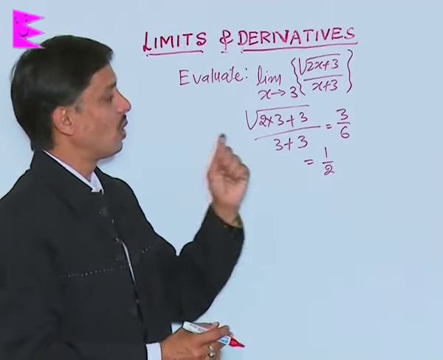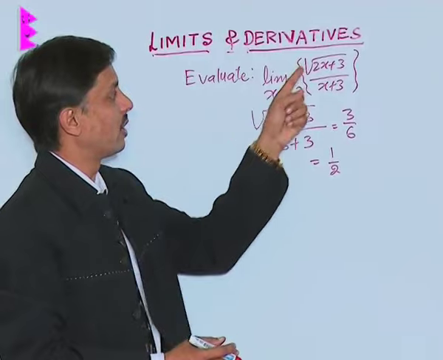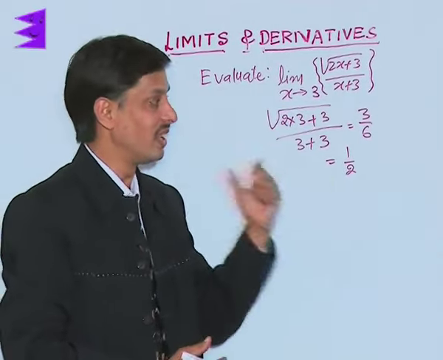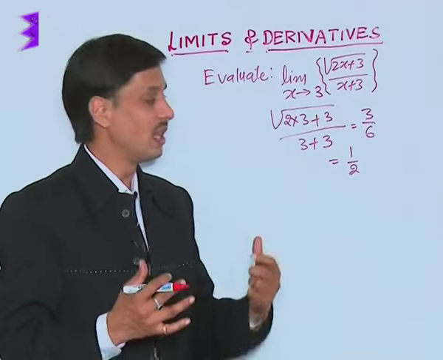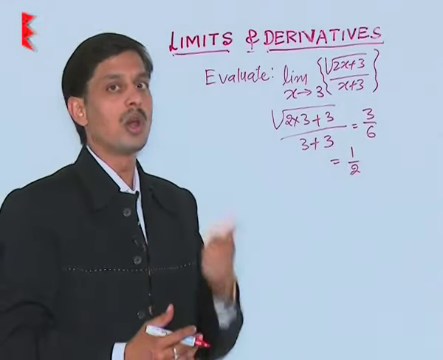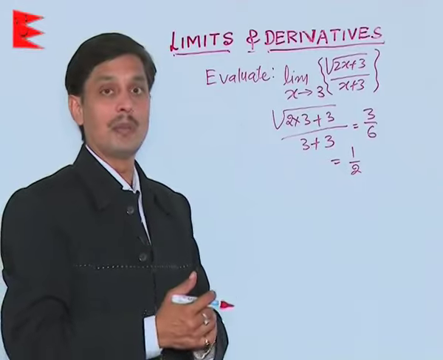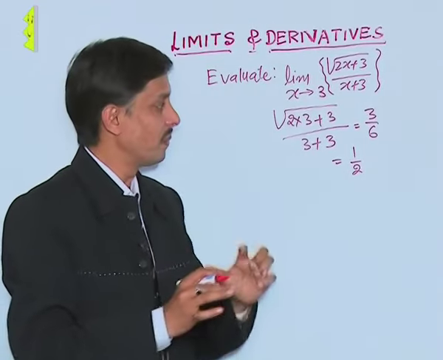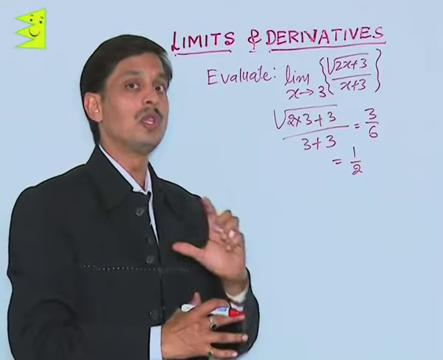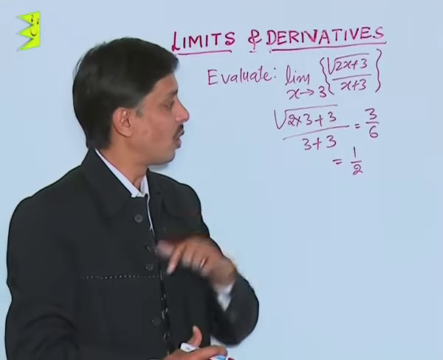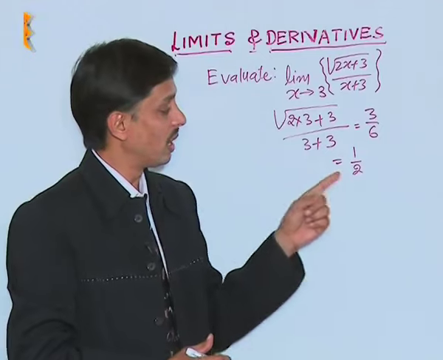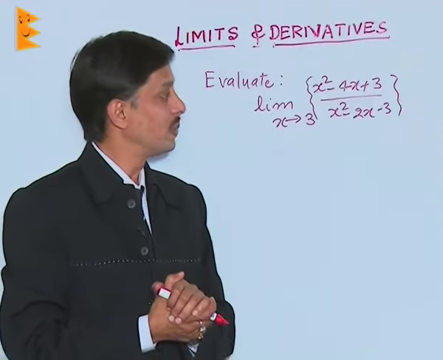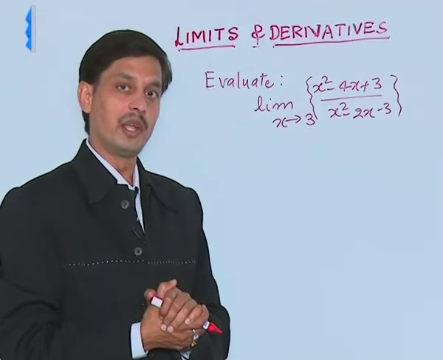So if we want to evaluate limit x tending to 3, this is a clear-cut valid real answer. It is neither in the form of 0 upon 0 nor in the form of infinity upon infinity. That's why the limit directly exists. Hence, no procedure of finding the left limit or right limit will be followed, and the answer of this problem is 1 by 2. Now I want to discuss one more problem related to limit.